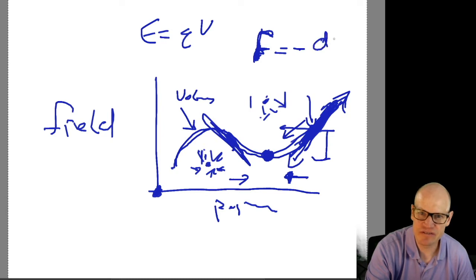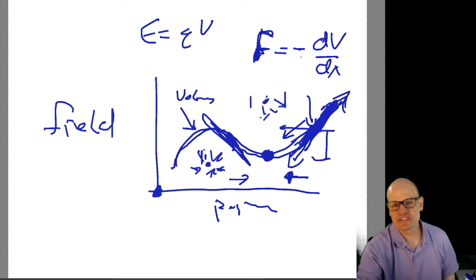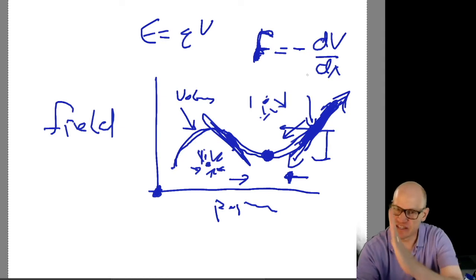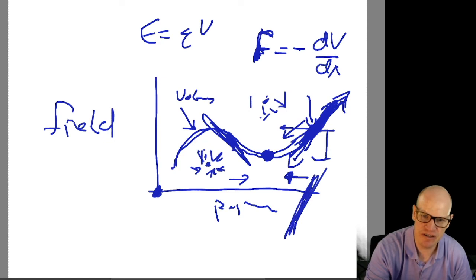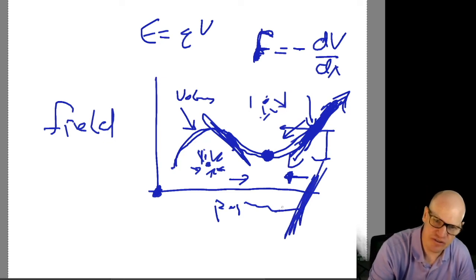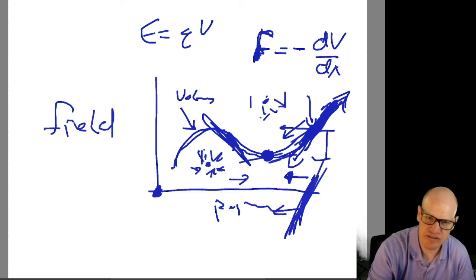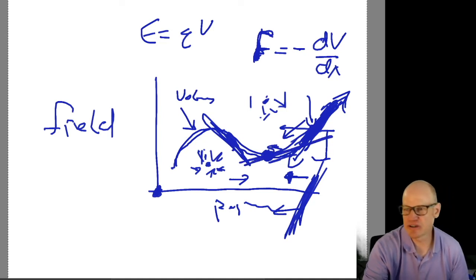Okay, so that's what? D voltage dt or dx, something like that. The force is the opposite of the slope of this. And the steeper the slope, the stronger the force. If it's a really, really steep surface, then you're going to feel a very strong force. If it's a relatively shallow surface, then it's going to feel a relatively weak force.